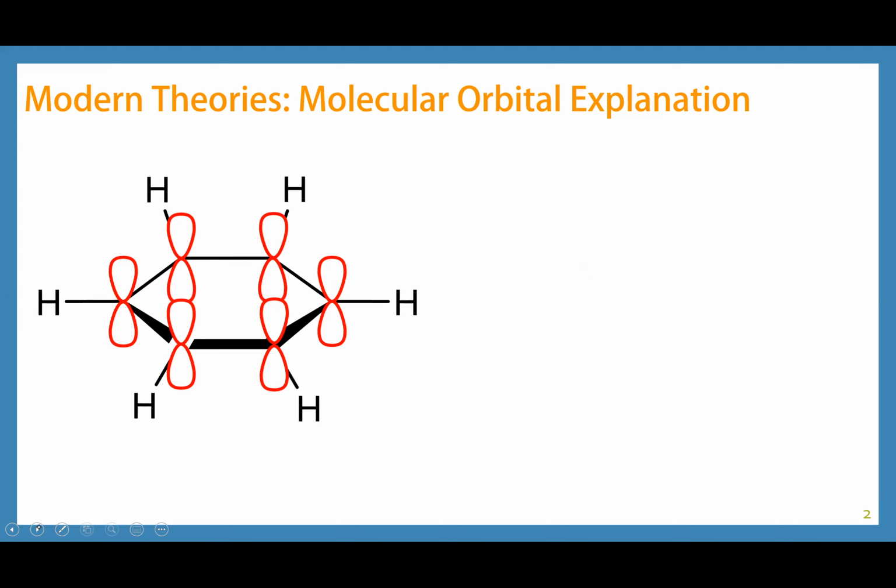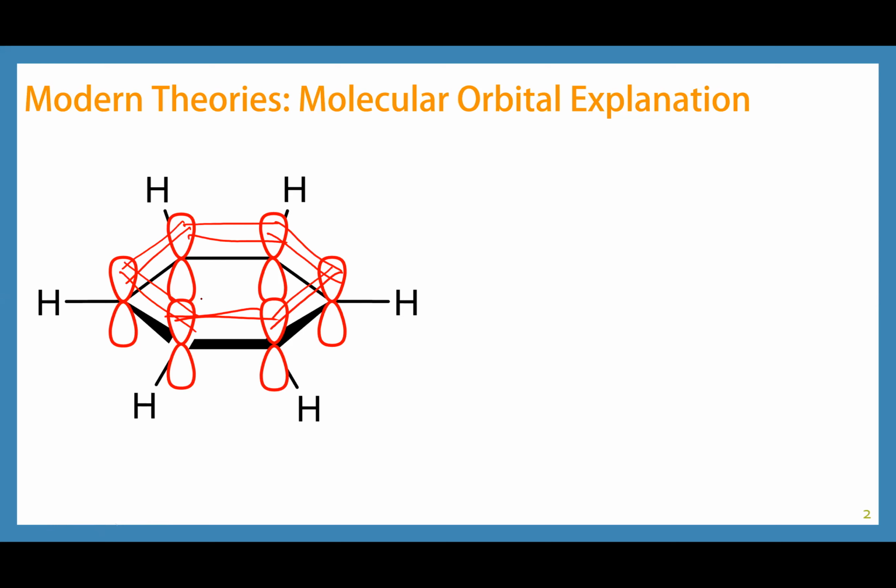Where is the electron density focused? Like above and below the ring, right? Yeah, exactly. Those are the words I'm looking for, above and below. So the pi electron density is all above and below the carbon framework.